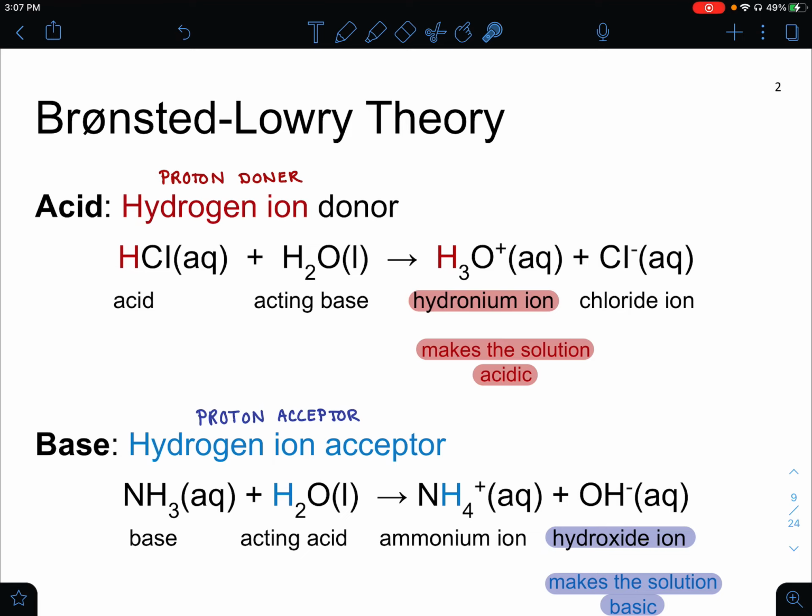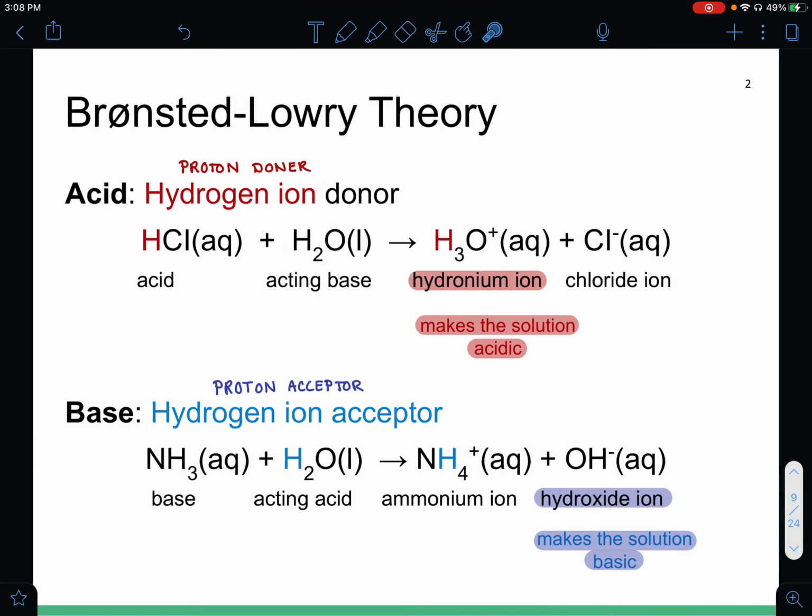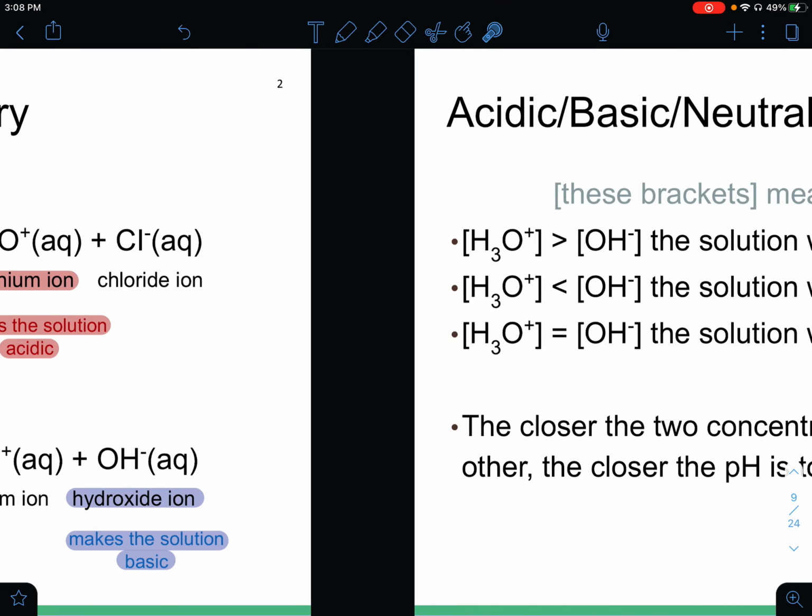For bases, these are proton acceptors. If we have a proton donor, we need somewhere for that proton to go, and it goes to the base. We have NH3, that is the base because on the other side of the equation, you can see that it forms NH4, and it is positive. So it accepted a proton, it accepted a hydrogen ion. In this case, water is acting as an acid because it donated its proton. And because it donated its proton, it ended up forming a hydroxide ion. Okay? And whenever you see hydroxide ions in the products, that indicates that the solution is basic. All right, that was a quick review from yesterday.